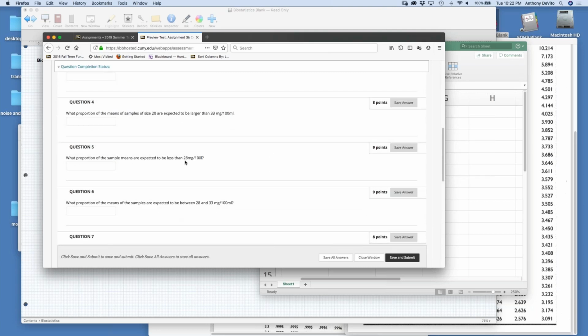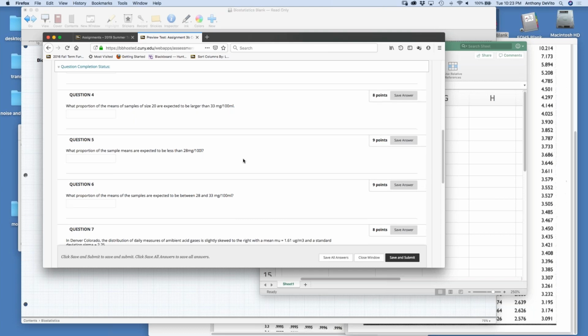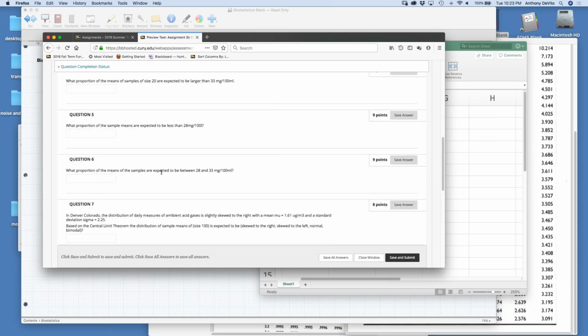What proportion of the sample means are expected to be less than 28? Well, 28 minus 29.5 over 2 would give you the z-score. It's a negative number this time. 28 minus 29.5 is negative 1.5, divided by 2 is about negative 0.75. Again, it's just a real rough estimate. You go to the z-table, look up that z-score, and see what proportion of that sample distribution is going to be below that, and then what proportion is between 28 and 33.